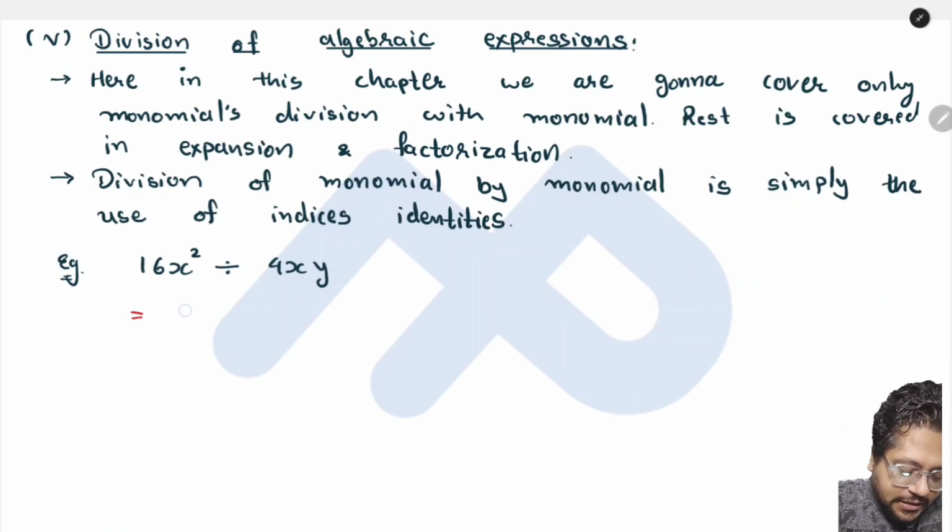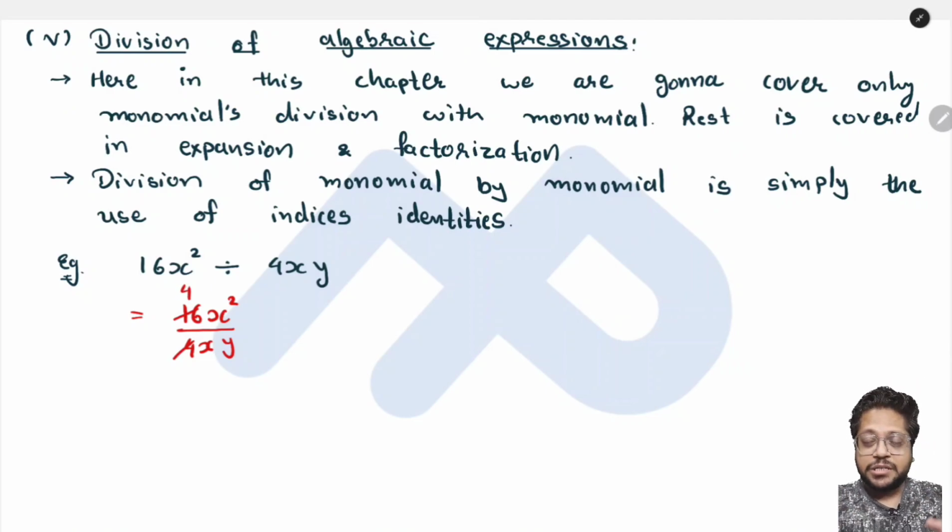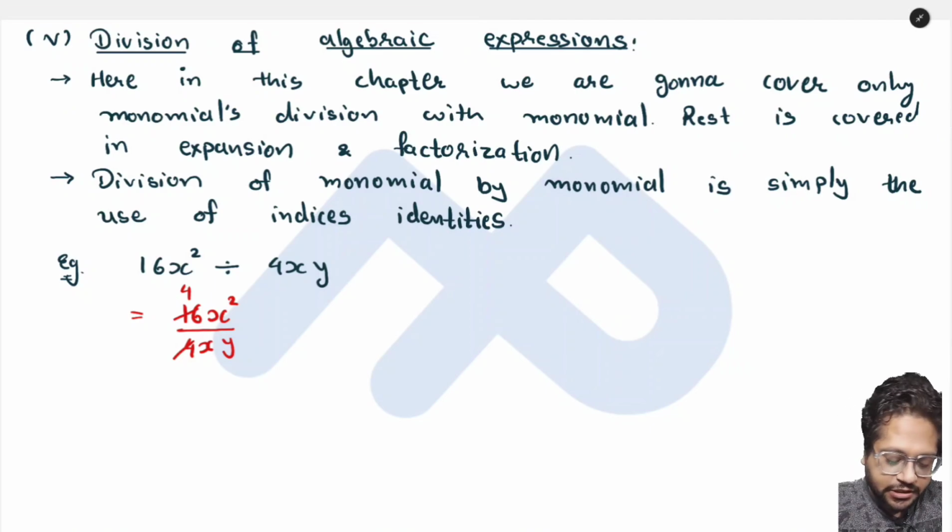So let's see, 16x square divided by 4xy, both are monomials. Instead of putting the division sign, I'm putting them in fractional form, so that it's very easy to understand. Now 4 and 16 can be divided, because in multiplication we multiply the coefficients first, similarly in division we can divide the coefficients first. So 16 divided by 4, you can cut, and that becomes 4. And x square divided by x raised to 1, in division with the same base we subtract the powers, so that's x raised to 2 minus 1.